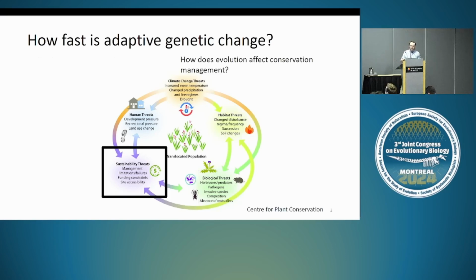And for today, I'm going to focus a little bit more on the management side. So asking questions about, if we're trying to do ex situ breeding, breeding animals in captivity and releasing them into a wild setting, how might evolution in this setting affect this aspect of conservation management?